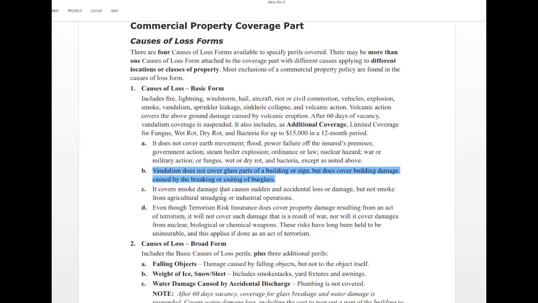And it covers smoke damage, but not if it comes in from an agricultural or industrial operation, so I guess next door. Then you have the terrorism risk, which probably is a new feature. It does cover property damage resulting from an act of terrorism. It will not cover damage that is a result of war, nor will it cover damages from nuclear, biological, chemical warfare. I guess at that point we don't have much to worry about, so these risks have long been held to be uninsurable. Okay, so that's your basic form, and we find that under commercial.